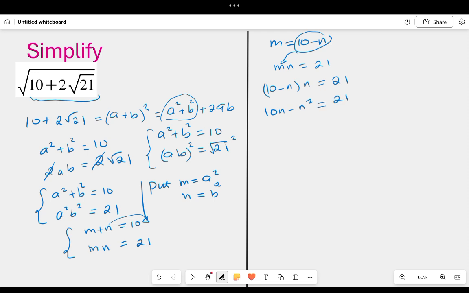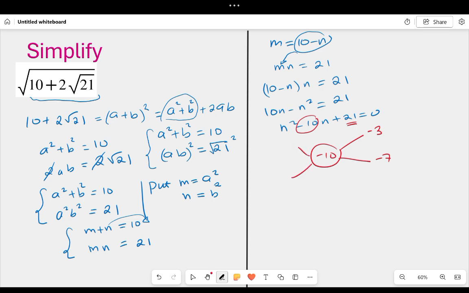Clearly, this is a quadratic equation, which we can reorganize as n squared minus 10n plus 21 is equal to 0. Now we need to figure out what two numbers, when you add, give negative 10, but when you multiply, give positive 21. The two numbers are negative 3 and negative 7. When you add these two, you get negative 10. When you multiply, you get positive 21.